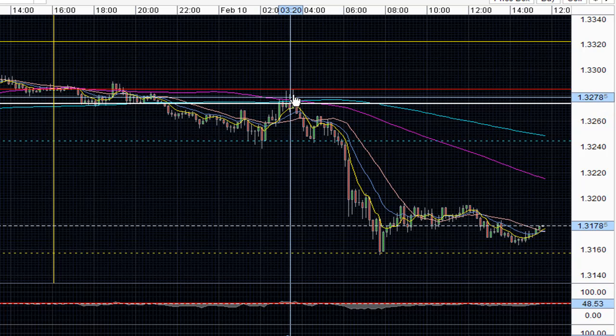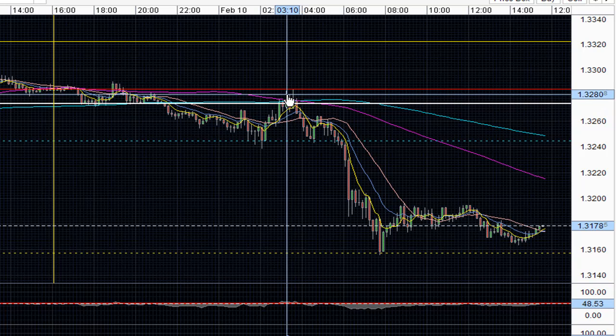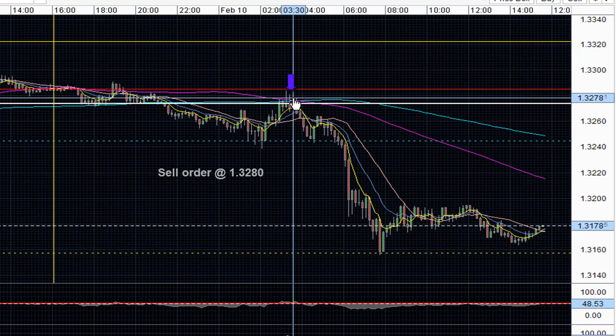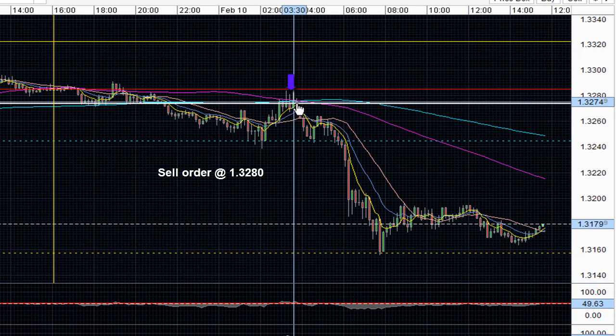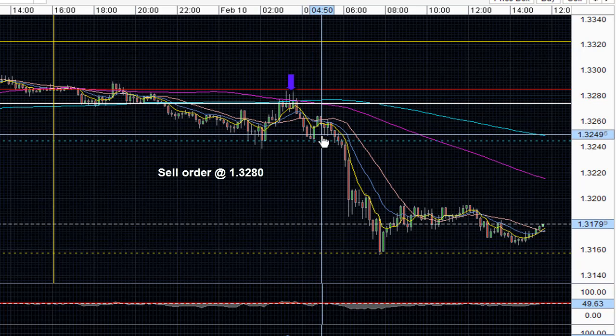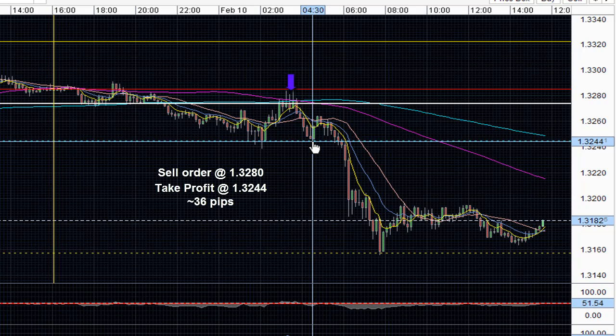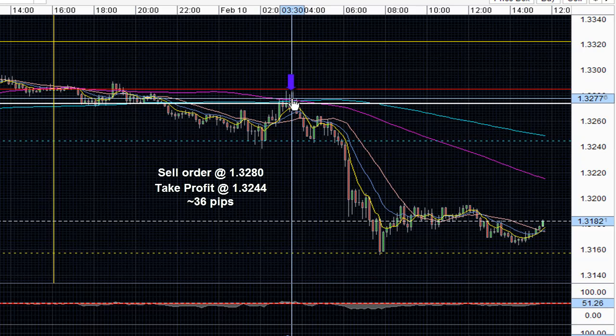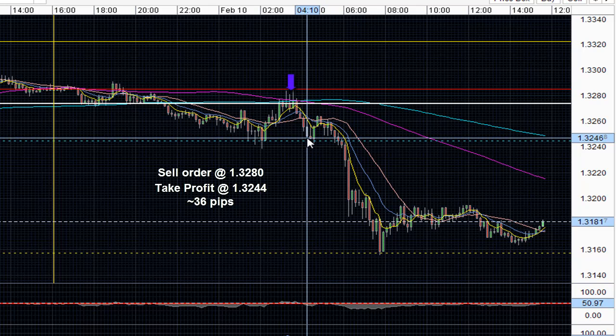So if you were in front of your monitor at this time, which was around 3 in the morning Central Standard Time, that's the time zone I currently live in, you could have placed a short order at 1.3280 upon bearish confirmation and held onto the trade until it reached this support at the 38.2% daily Fibonacci retracement level at 1.3244 for about a 36 pip trade. So that was one trade you could have entered upon bearish confirmation.